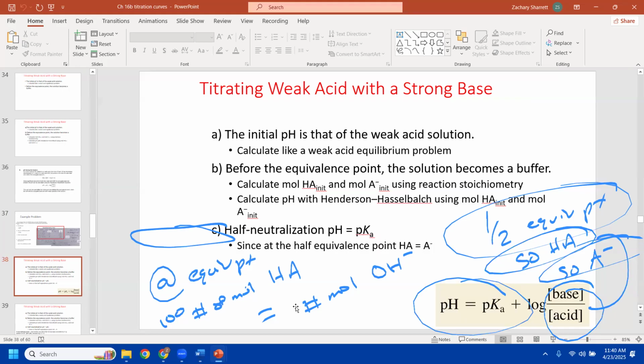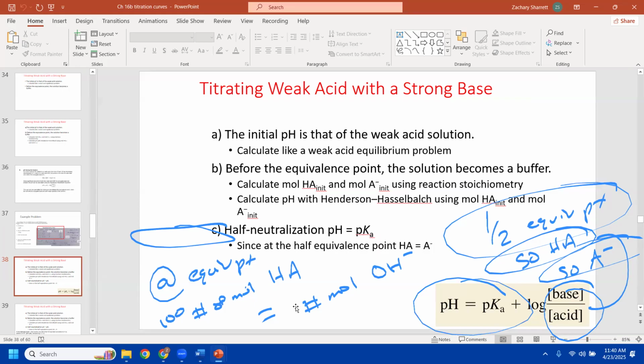If we have 60 HAs at the half equivalence point, how many of them are going to be deprotonated? Bryce? 30. So now we have 30 HAs left and we have 30 deprotonated. The ratio is the same.